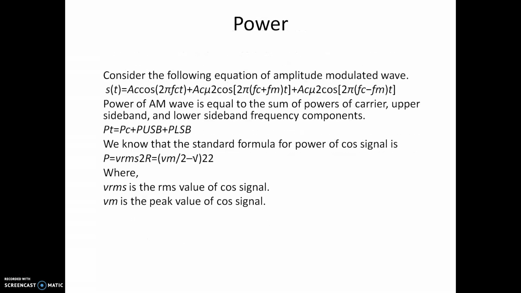Power. Now, considering the following equation of the amplitude modulated wave s(t), we can see that the power of the amplitude modulated wave is equal to the sum of the powers of the carrier, upper sideband and lower sideband frequency components. Therefore, total power equals Pc + PUSB + PLSB. We know that the standard formula for the power of a cosine signal is P = Vrms²/R, where Vrms = Vm/√2, Vrms is the RMS value of the cosine signal and Vm is the peak value of the cosine signal.